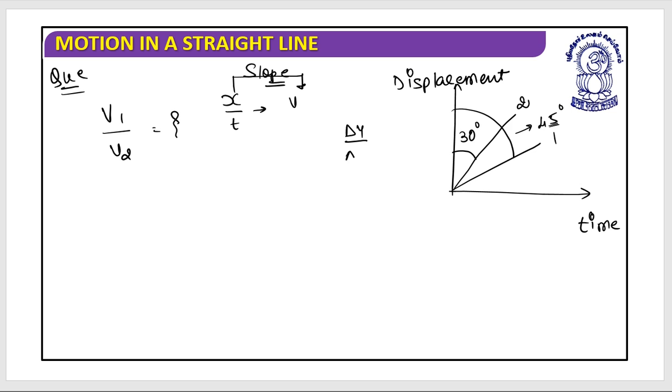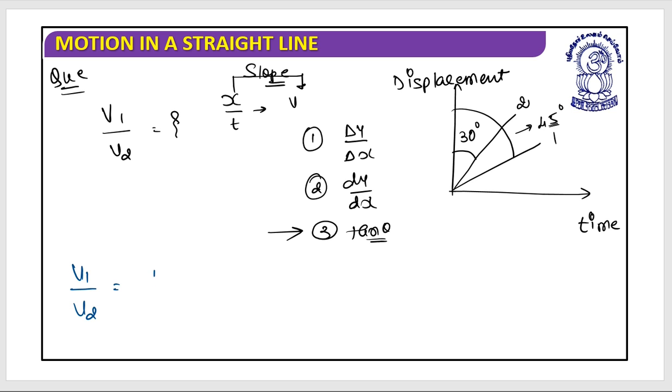One is delta y by delta x, this is the first approach. A second approach could be dy by dx. A third approach could be tan theta. Which one suits you? Yes, you must go with this approach. If you go with this approach, v1 by v2 should be equal to tan theta of the first graph to the tan theta of the second graph.